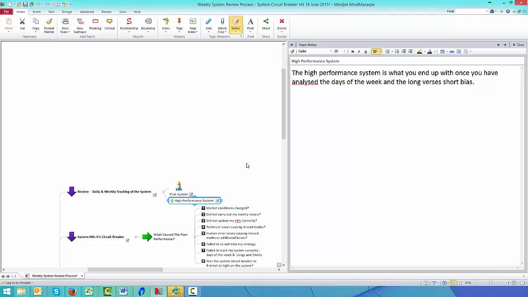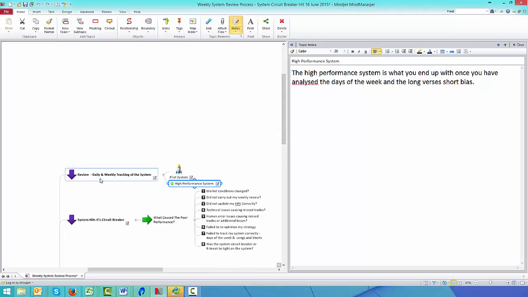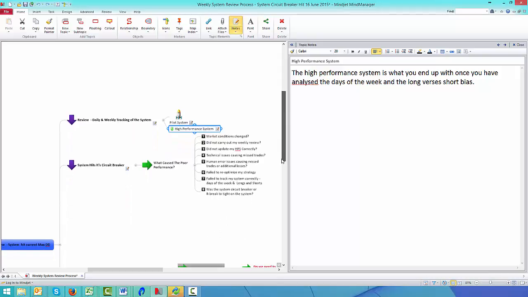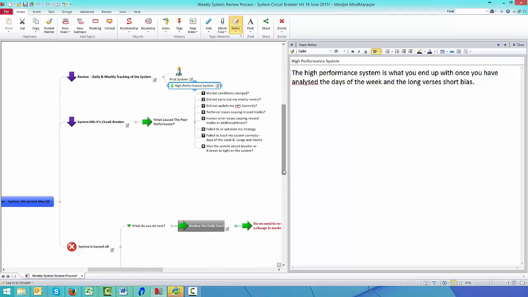So what happens now is once we've got our high performance system developed and we're tracking it, we have to track it both daily and weekly, don't we? And then on a monthly basis, we're going to look at re-engineering or re-optimizing the system. So it's basically allowing us to trade a system that is performing in line with the market conditions. So if the market slightly changes as far as higher volatility, lower volatility, the market direction changes, then we need to be responsive in relation to how we manage that.